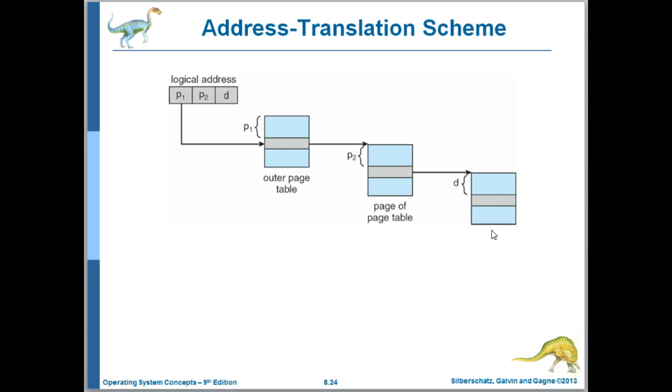Now note that it takes 1 memory access, 2 memory accesses, 3 memory accesses. So again, we'll need to use some sort of a TLB scheme in order to minimize the effective access time.